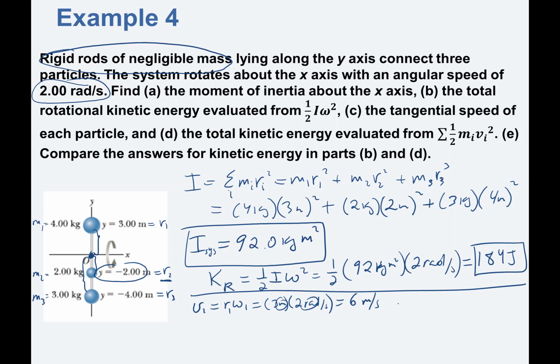Same way, V2, I can say it's 2 meters times 2 radians per second. I'm going to get 4 meters per second. And V3, which is 4 meters times angular speed, which is 2 radians per second, and that's 8 meters per second. Sorry, my bad, not mass, it's just the position. So those are my V1, V2, and V3.